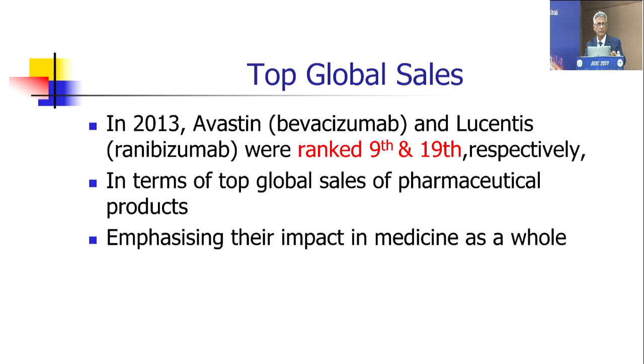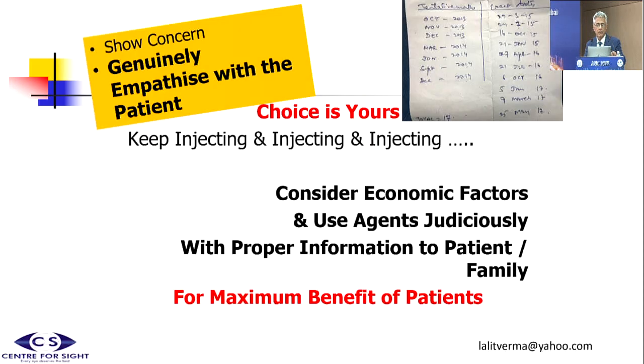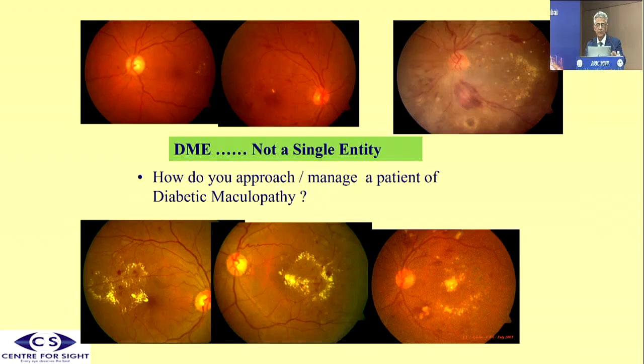And this I copied from Google, that the sale of these injections is so high nowadays. Every company, biosimilar, will keep coming to you to promote this thing. We have to be very scientific in our approach and show genuine concern for the patient. If I am a diabetic or my father is diabetic, what will be my approach? Consider economic factors, his paying capacity, and use very judiciously so that we can maximally benefit him.